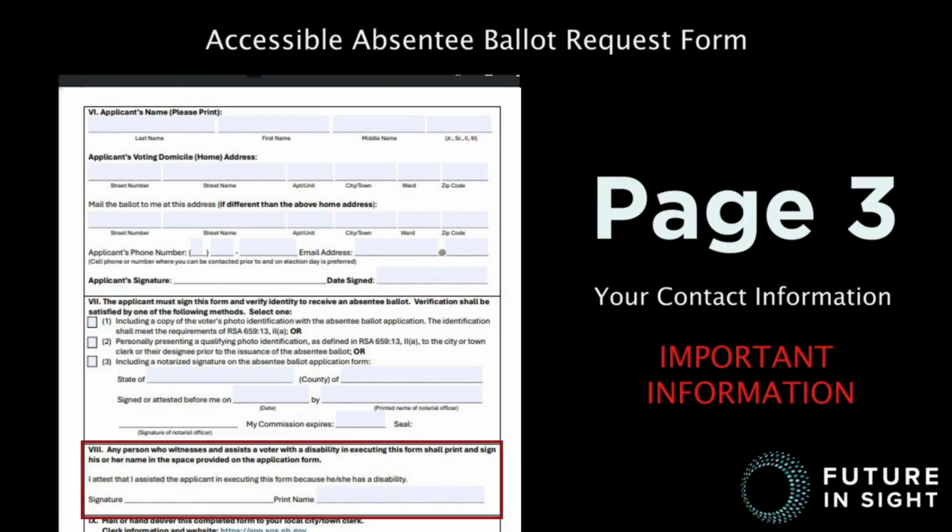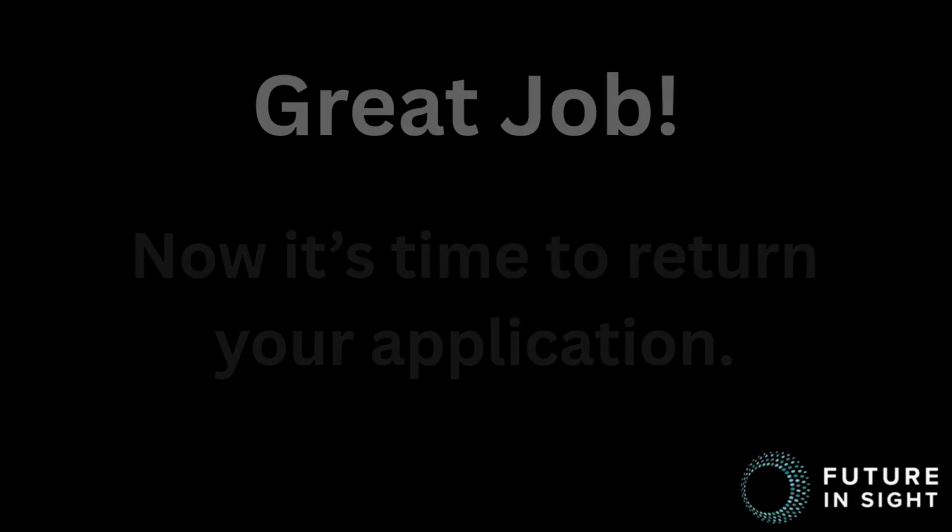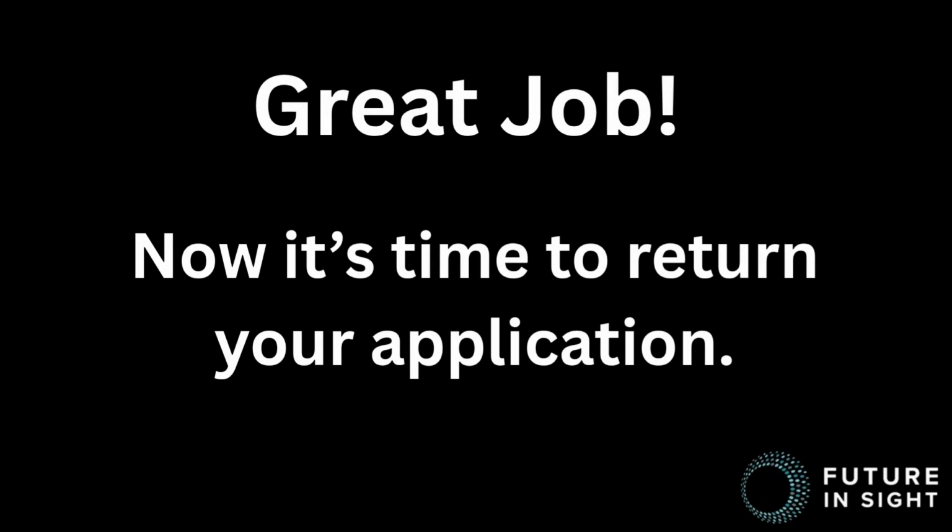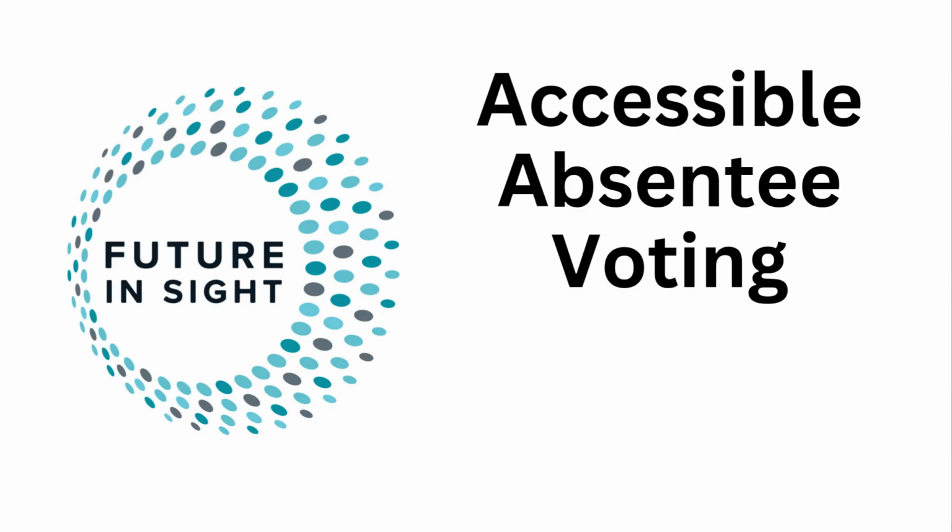If someone assisted you in filling out the form, there is also a space for them to sign and print their name as well. Great job! You've made it this far, but you still need to return the completed form to your local city or town clerk. You have a lot of options. It may be mailed by the postal service, faxed, hand-delivered, or emailed. You'll want to contact your local city or town clerk's office to get their postal address, fax number, or their email address. Step 2. Waiting for your absentee ballot.